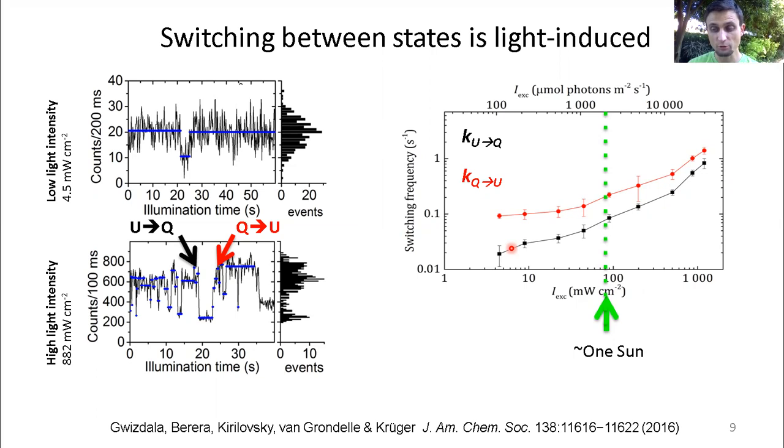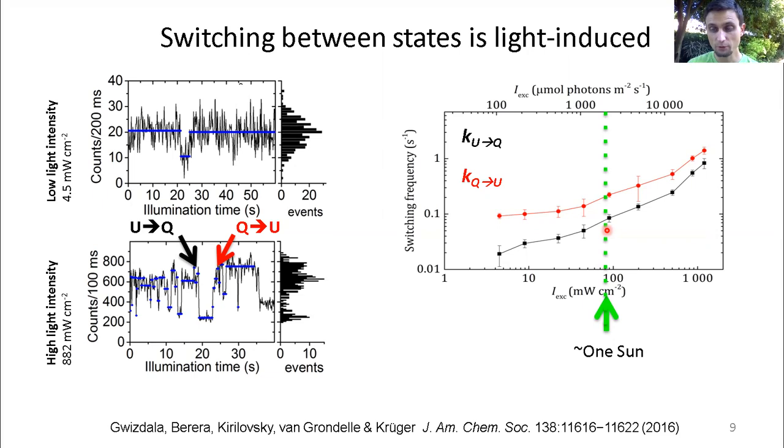It's important to note that we went down to extremely low excitation intensities corresponding to physiologically relevant light intensities, the green dotted line being at 2000 microeinsteins. It's the first time such low intensities were used in a single molecule study.